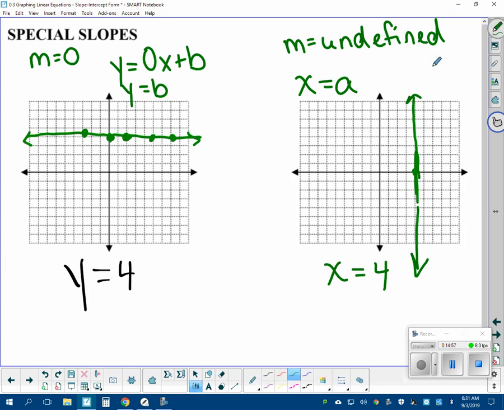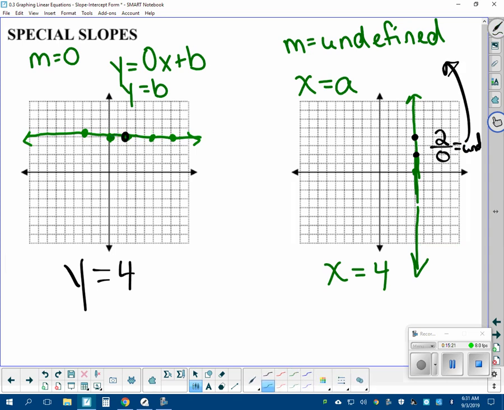Okay? The reason it's undefined: if I choose 2 points and count the rise and run, from this point to that point, I have a rise of 2, but what's my run? It didn't move over at all, so that's 0. Well, you're not allowed to divide by 0. So 2 divided by 0, if you stuck that in your calculator, it'd tell you undefined. That's why we call this slope undefined.